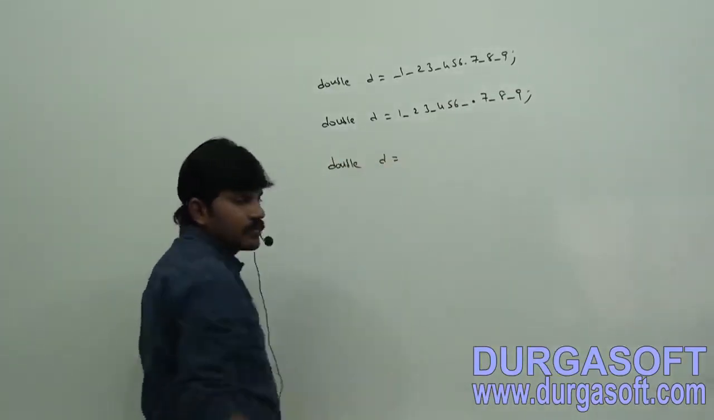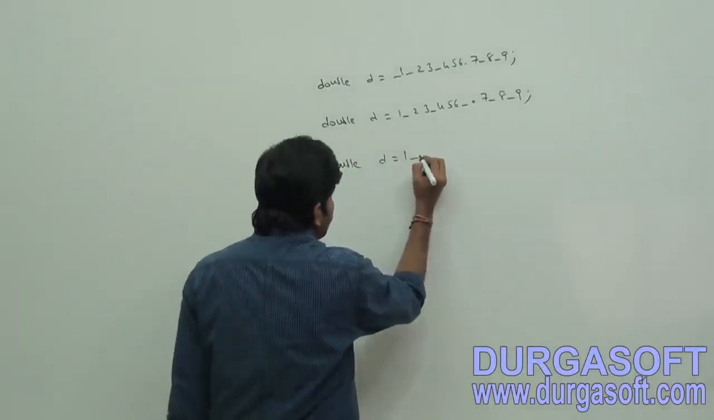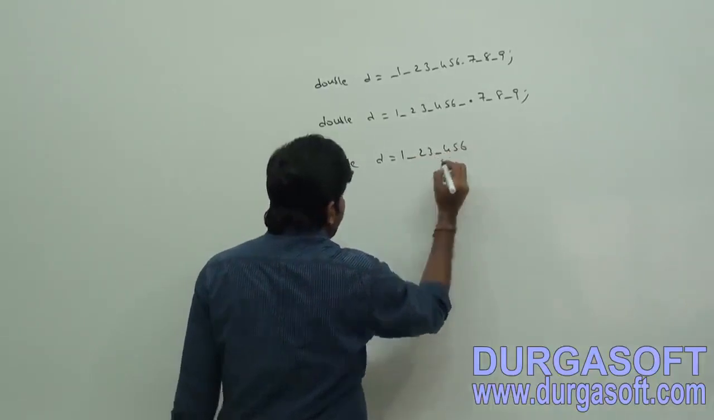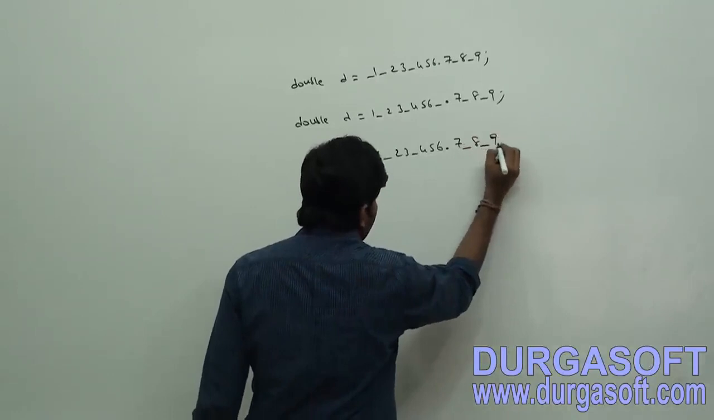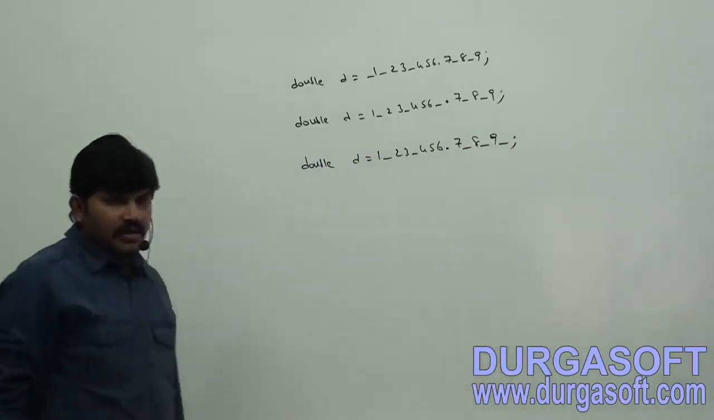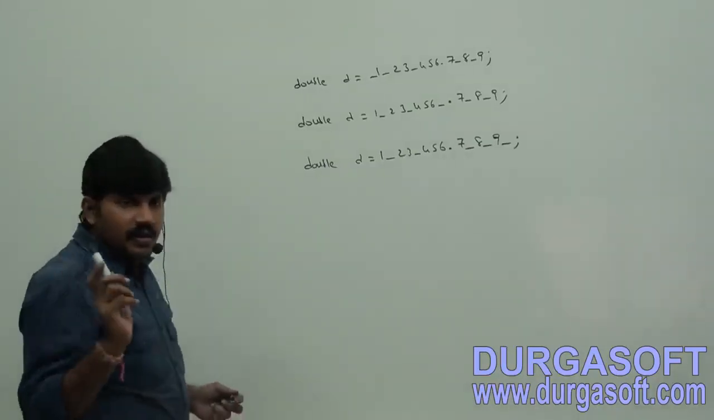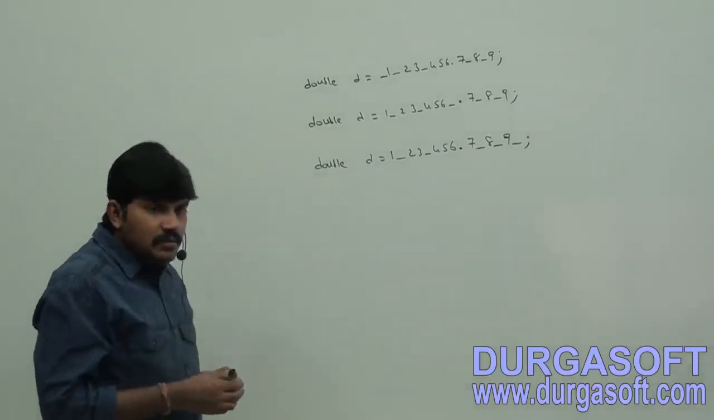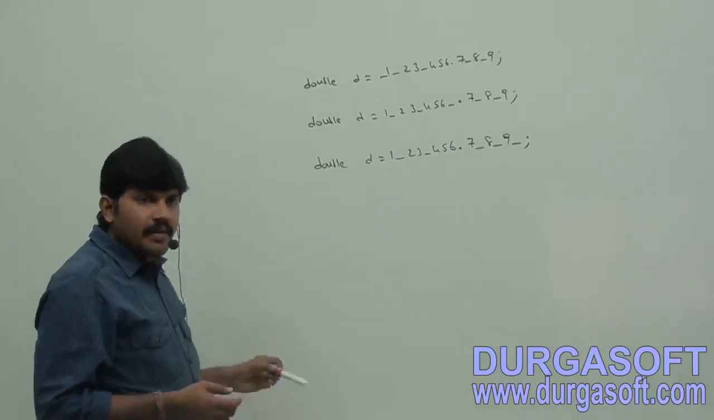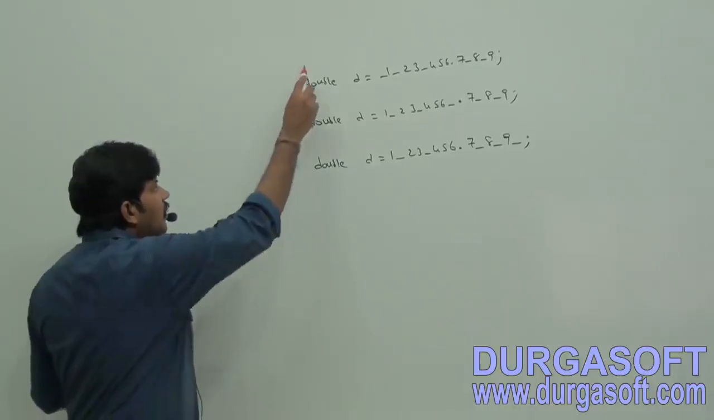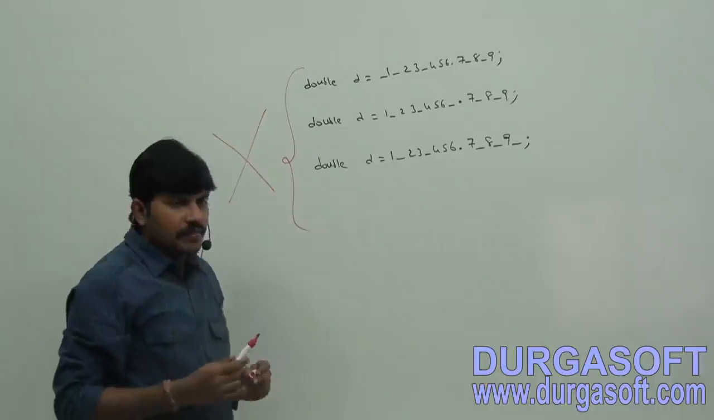double d = 11_23_456.789, like this. Valid or not? These are valid or not? 100% pakka. These are invalid. Compile time error we will get.